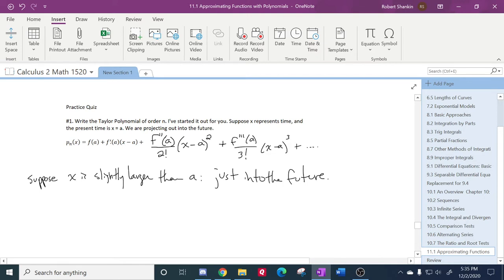Plus, well, if it's increasing, then if we go 1 unit into the future, we'd multiply by f prime. But if we go just 1/100th into the future, remember the derivative is the change in the output every time the input increases by 1. So if we just went 1/100th into the future, we just multiply the derivative by 1/100th, as we've done in practice quizzes.